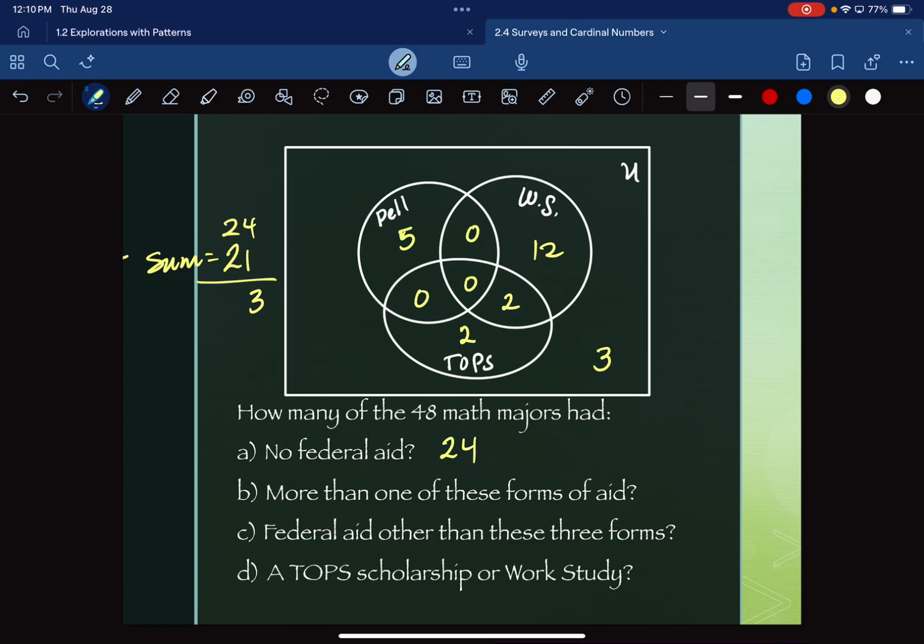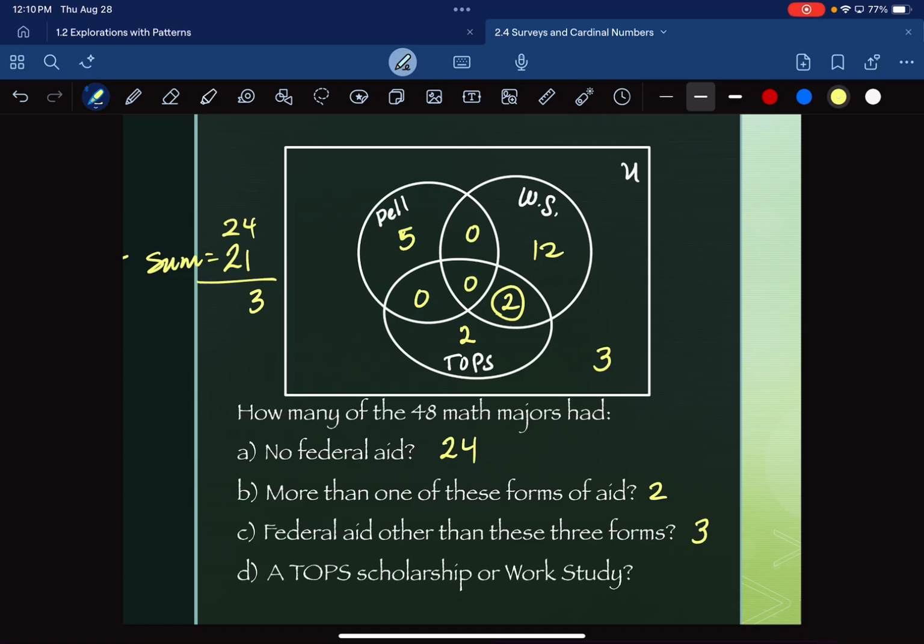Okay, how many had more than one type of aid? Just the 2. Now, that happens to be the 2 right here, but what if there had not been zeros in the other place? Well, we'd add it to that 2, right? We'd add up all the overlapping pieces. How many had federal aid other than these 3 types? Yeah, that's the 3 that's in the outer region that we wanted to say on the first part of the problem. And is there a question? You're good? You got it.